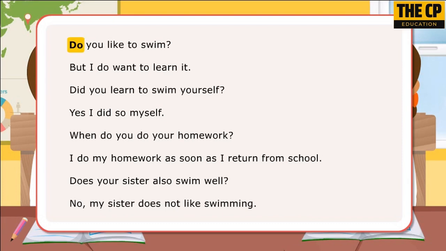Do you like to swim? But I do want to learn it. Did you learn to swim yourself? Yes, I did so myself. When do you do your homework? I do my homework as soon as I return from school. Does your sister also swim well? No, my sister does not like swimming.